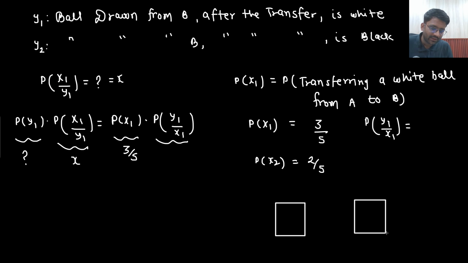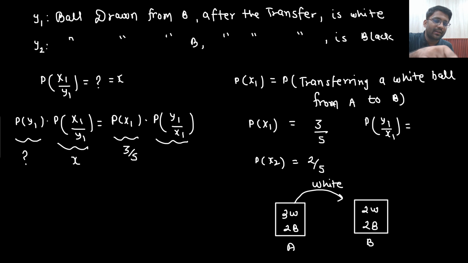So this was the scenario. This was your A. This was your B. 3 white, 2 black. And 2 white, 2 black. So given that you are transferring a white ball, find the probability that the ball drawn from B is white. So here, if you are transferring one white ball, how many balls will I have here? 5 balls. And now this will become 3 white and 2 black. Did you understand this point or not?